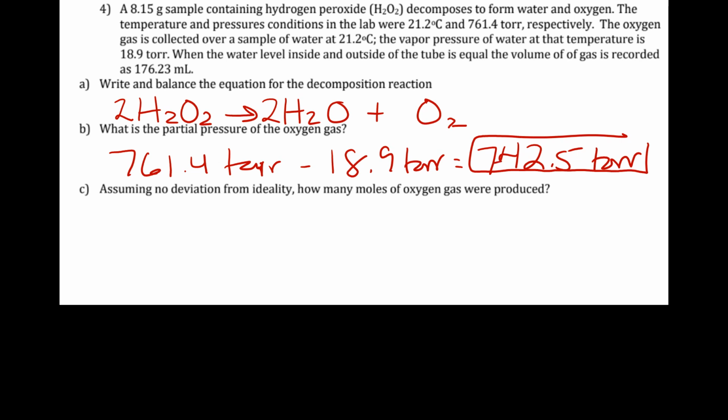Assuming no deviation from ideality, how many moles of gas were produced? Luckily for us, that's just PV equals nRT. We want the moles, so divide both sides by RT. Because the pressure is in torr, we need to put it in atmospheres. Let me get my calculator quick.